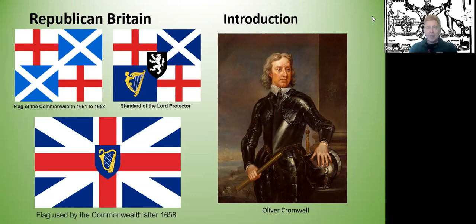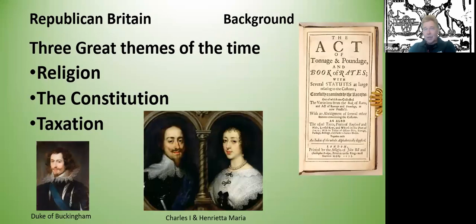And there's one thing that you've got to remember all the way through this, which is the importance of religion at this time. It was the English Reformation and all what was going on in Europe, the Thirty Years' War and everything. So religion is very important. So the background, like I say, there's three great themes of the time: religion, the constitution, and taxation.